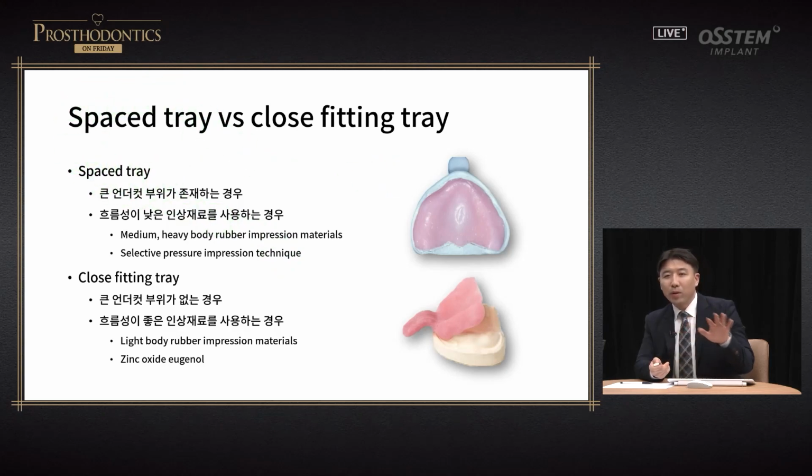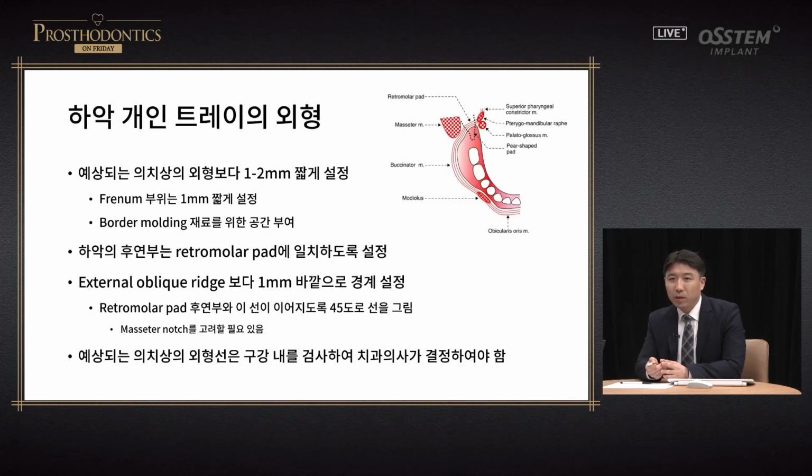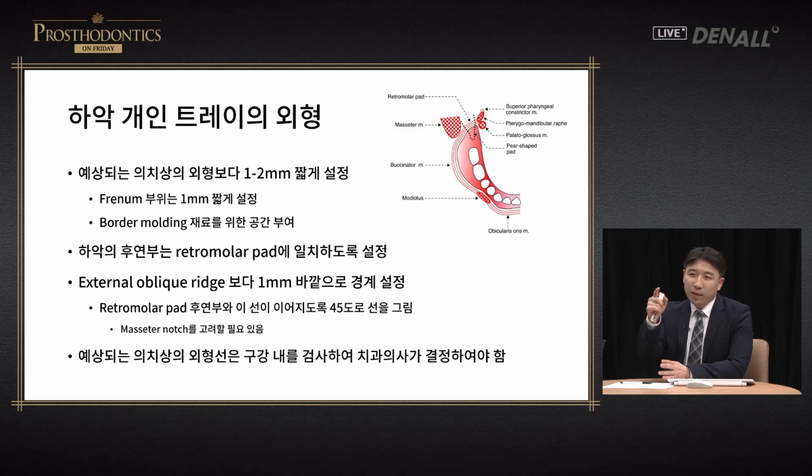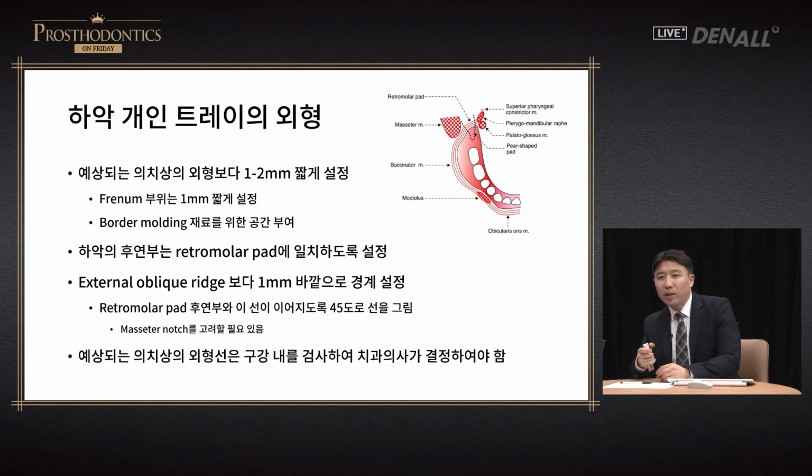You accentuate where pressure is applied. I want to talk about the contour of the lower tray. It is made 1 or 2 millimeters shorter than the anticipated denture base. You take an overextended impression and determine the border. It is made slightly shorter than that, and space is secured for border molding. The lower posterior border is set so that it is in line with the retromolar pad.